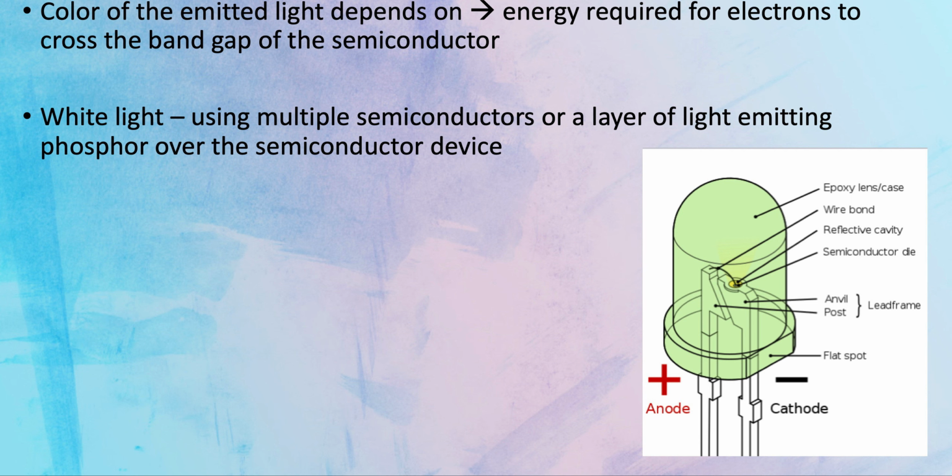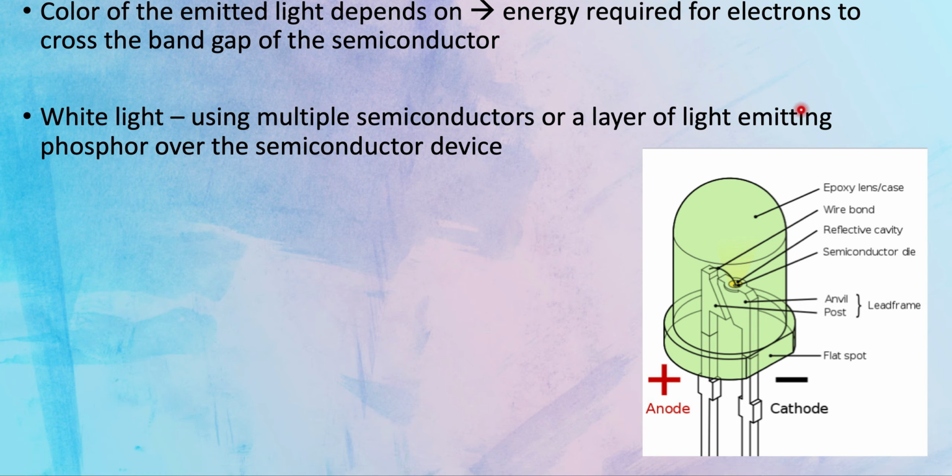So now, you might have a doubt that, come on, there are so many colored lights being emitted. How do different colors come out? So, the color that is emitted by the LED depends upon the energy that's required for the electron to cross the band gap. Now say, the energy required for the electron to be excited and jump to the conduction band is X. Then the corresponding light having a wavelength of X is emitted out. Now if we need white light to be emitted, then we can use multiple semiconductors or a layer of light-emitting phosphor over our semiconductor device.